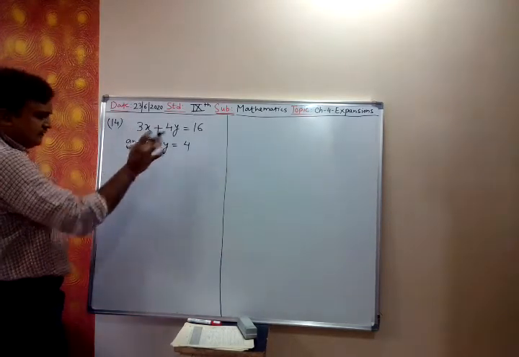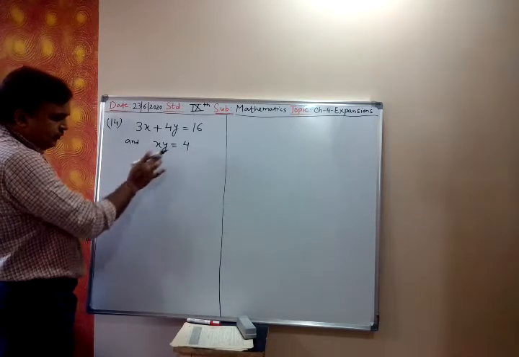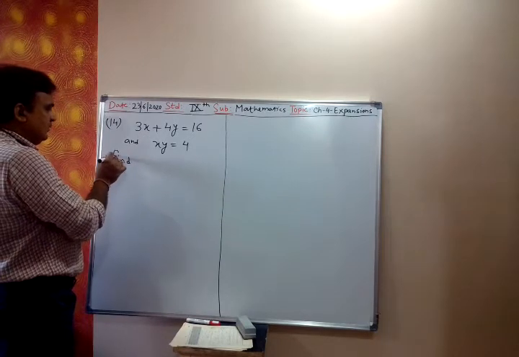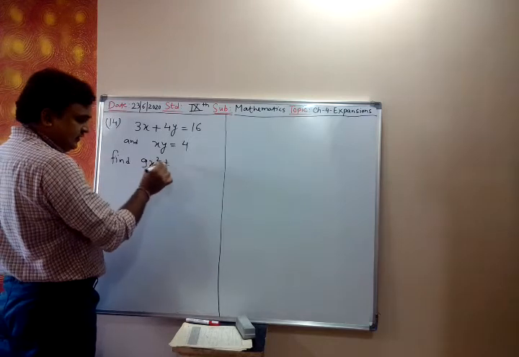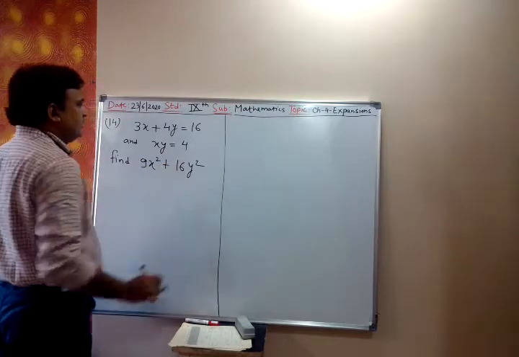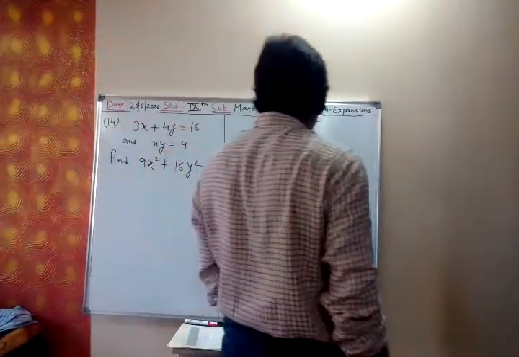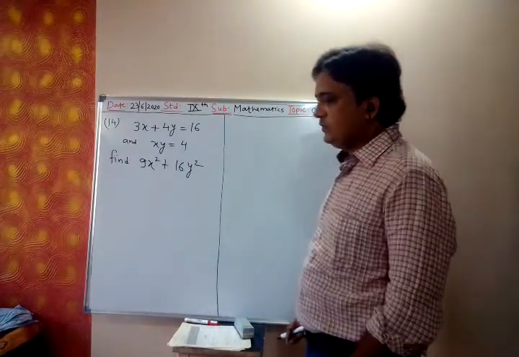3x plus 4y is 16, and xy is 4. Find 9x square plus 16y square. 3x plus 4y is 16 and xy is 4. Find 9x square plus 16y square.